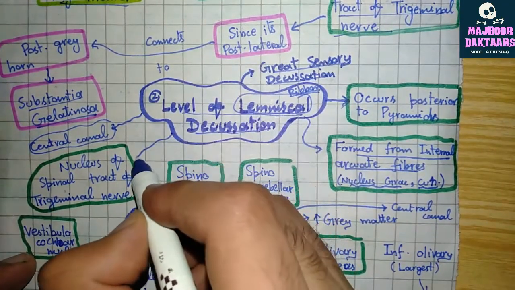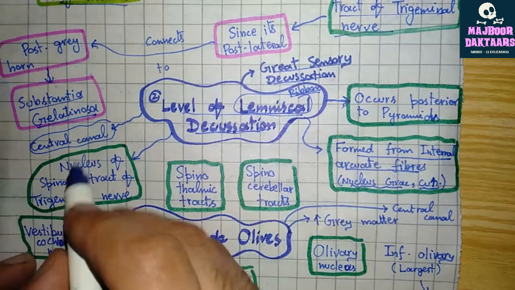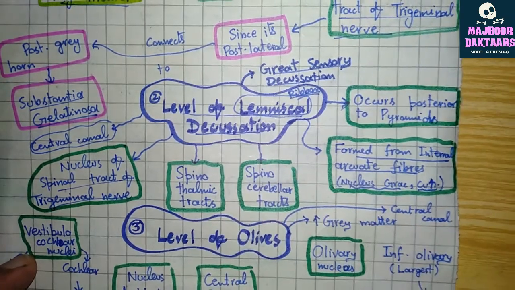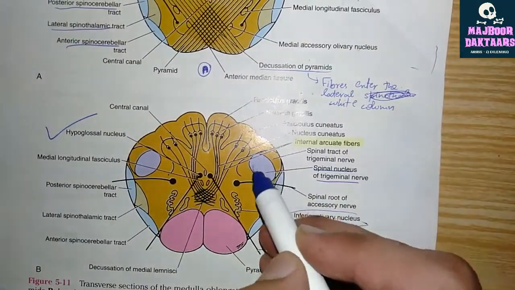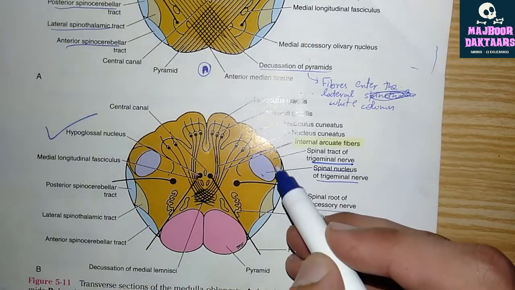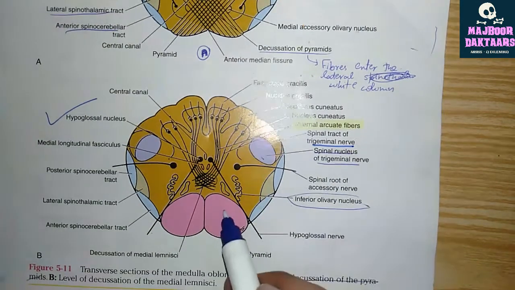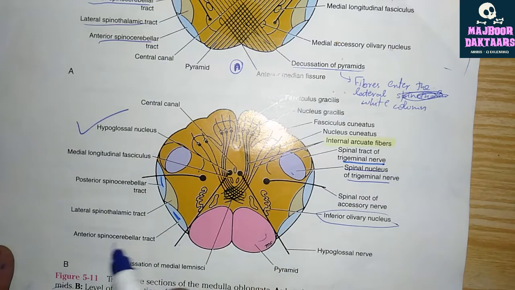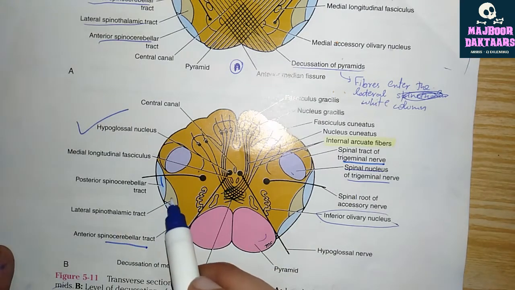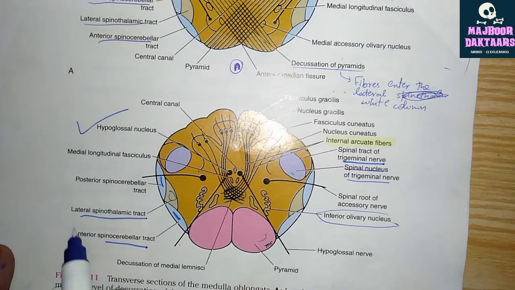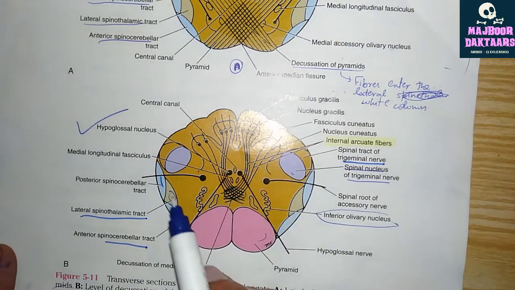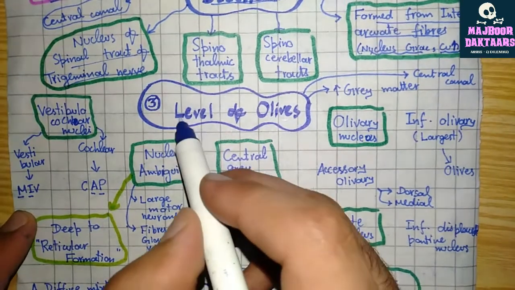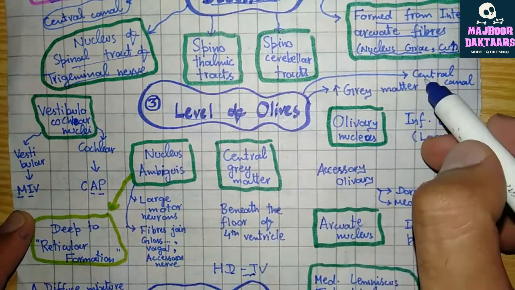Other structures we see at this level include the nucleus or spinal tract of trigeminal nerve, the spinothalamic tract, and the spinocerebellar tract. Here we can see the nucleus of the spinal tract of trigeminal nerve and the fibers arising from it. Here we can see the pyramids, the posterior and the anterior spinocerebellar tract, and lastly the lateral spinothalamic tract. Now the anterior spinothalamic tract is also present here, but it is not visible because it is present deep to them. Now the most important level, that is the level of olives.